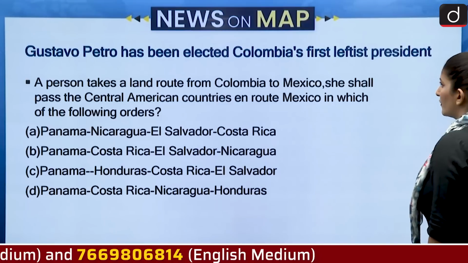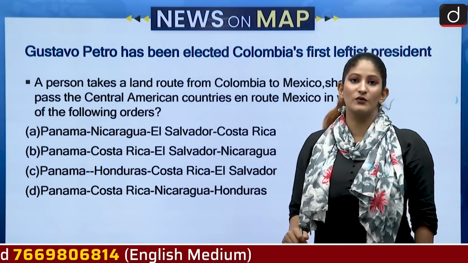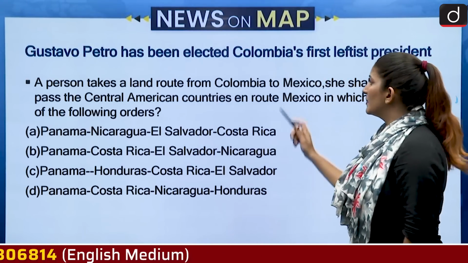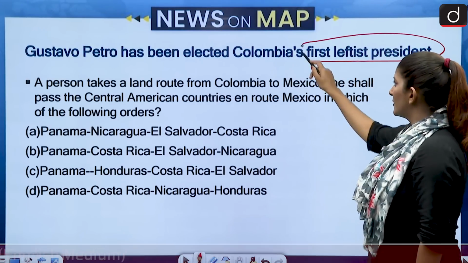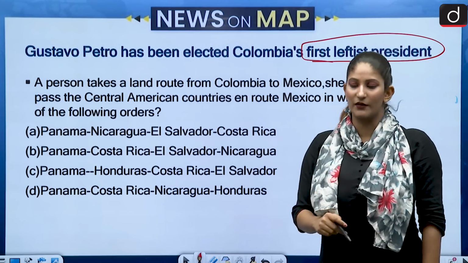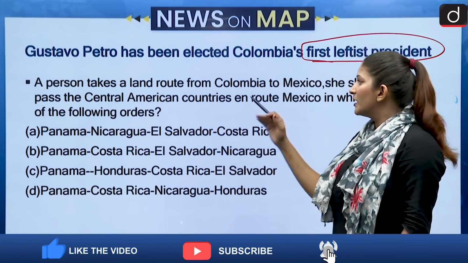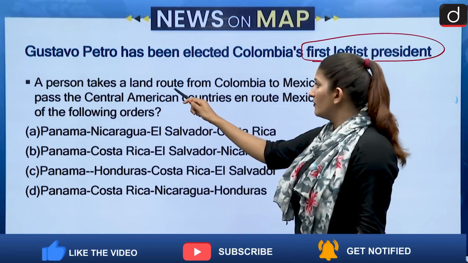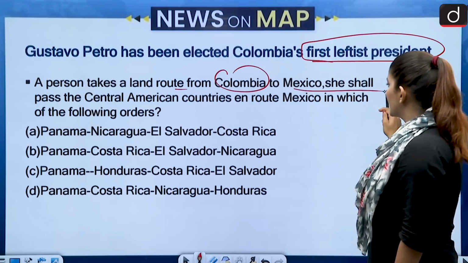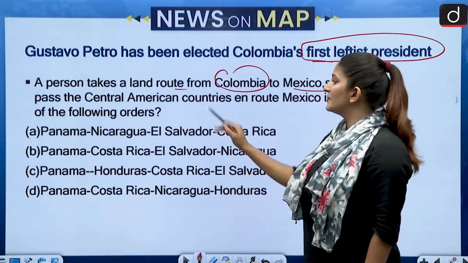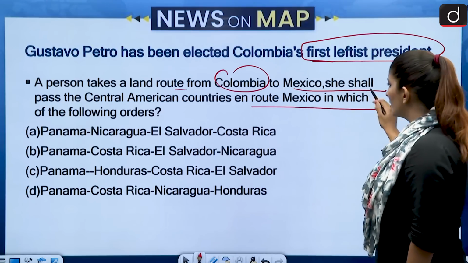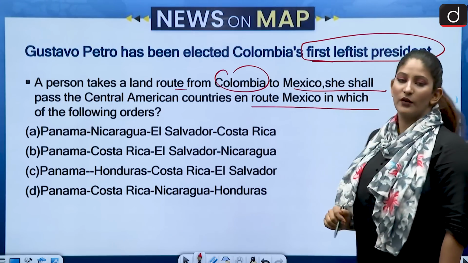Moving on to the next set of questions. This question is with respect to Gustavo Petro, who has been elected Colombia's first leftist president. Okay, that is why he is significant. From that we can formulate a question which goes like, a person takes a land route from Colombia to Mexico. She shall pass the Central American countries en route Mexico in which of the following orders?